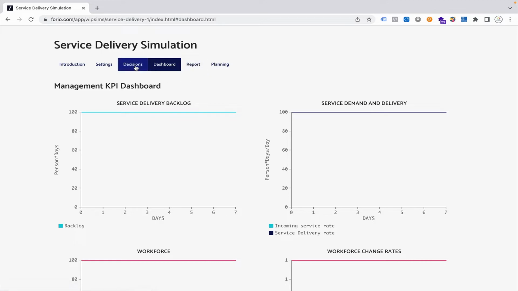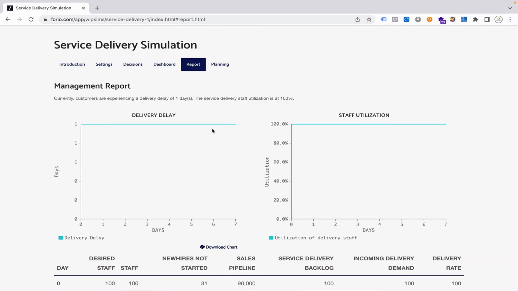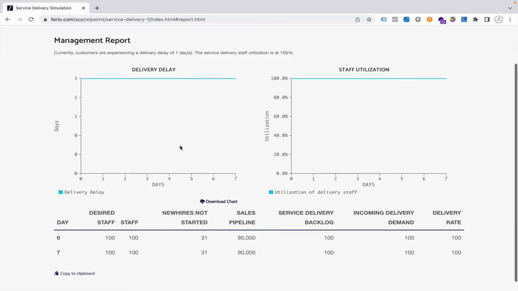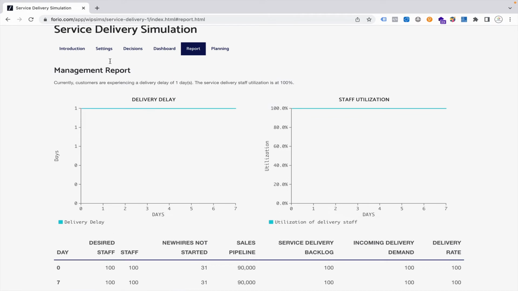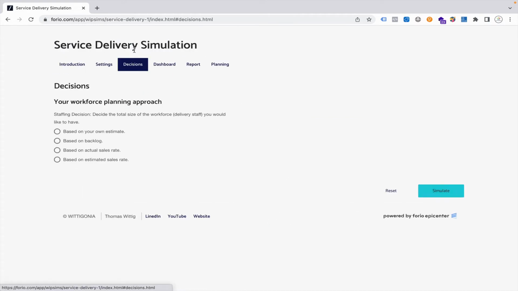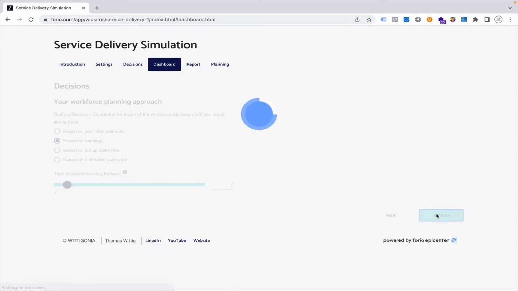Now, if we go to the report, it will tell us that everything is okay. So we deliver basically within a day. People have to wait just one day, and our staff is 100% utilized. And here you see we have our first numbers showing up, which also is important and interesting to explore. Now, when we go and step forward, I will just stay with this method right here. I will come back to that in a moment.